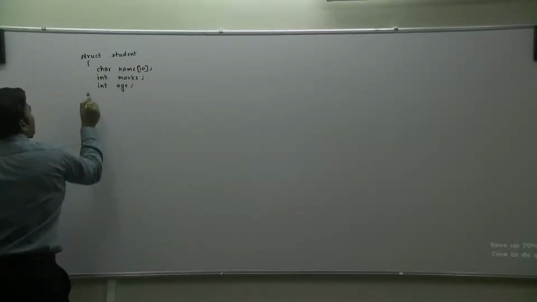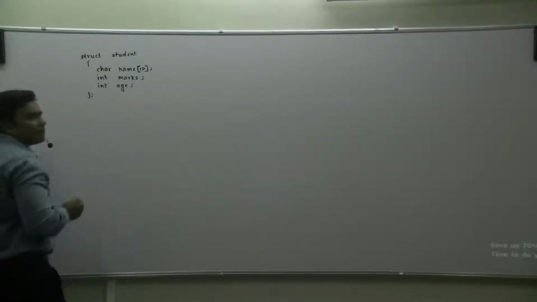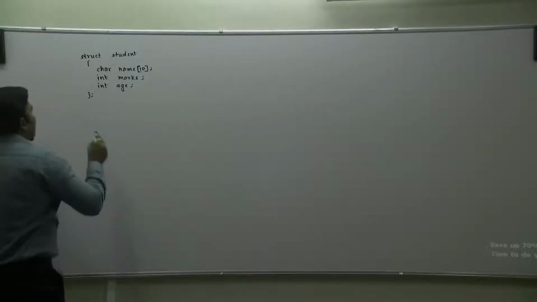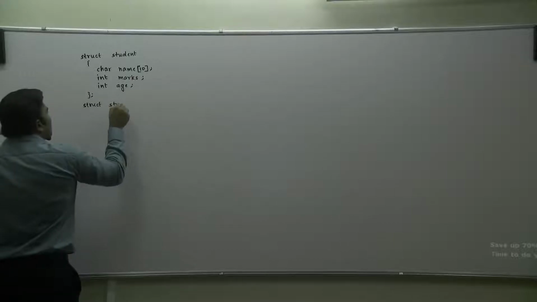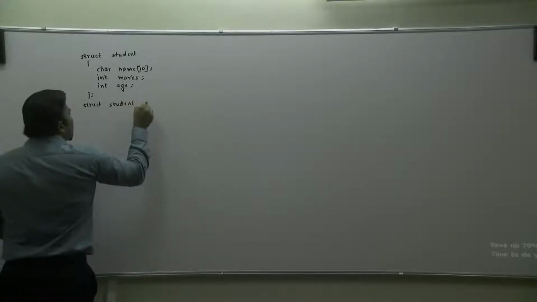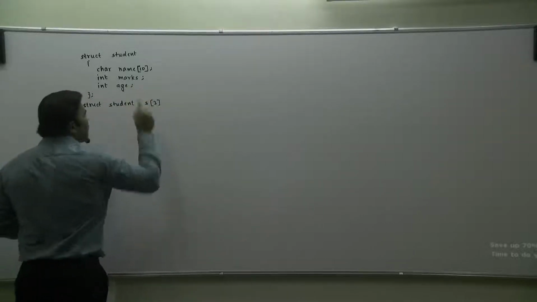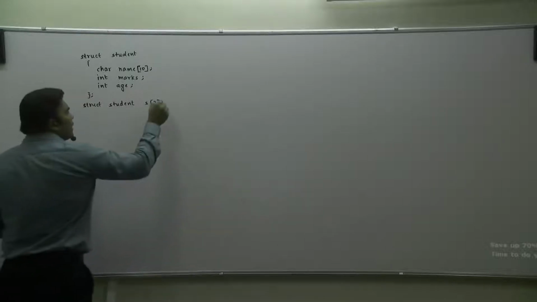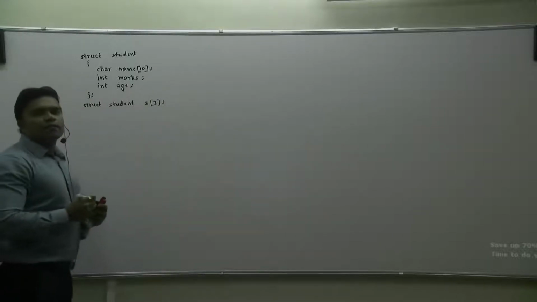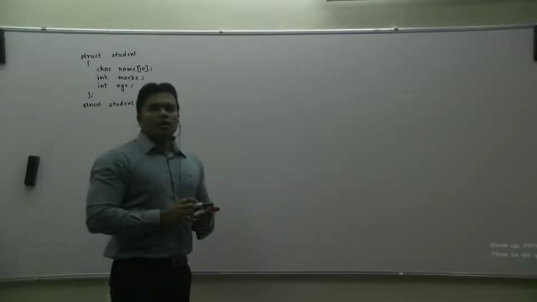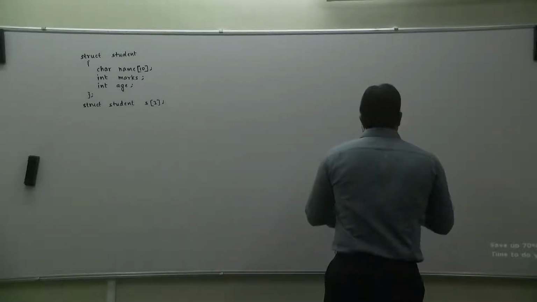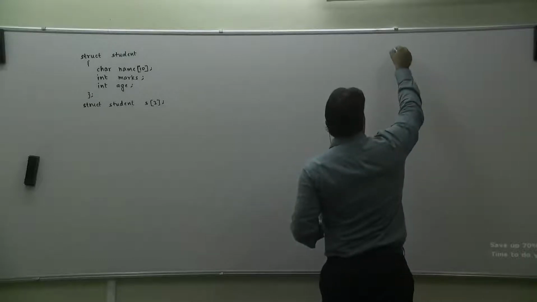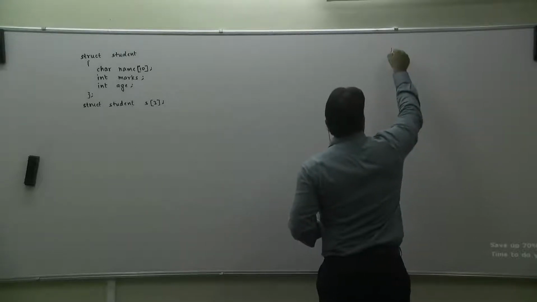Open bracket, close bracket, semicolon. And then I can tell here struct student type s of 3. Like this I can tell. If you will tell like this, memory gets allocated for 3 students. How is the memory allocation going to look, sir, if you will ask? Notice, memory allocation is going to look like this.